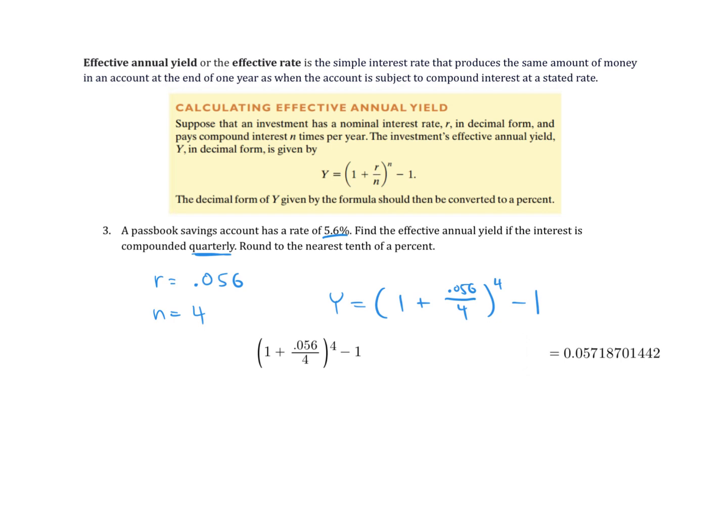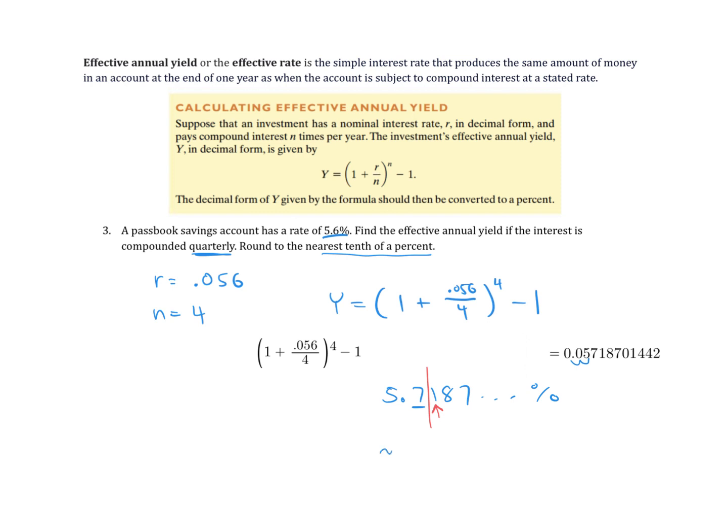So we have to change it to a percent. So we're going to move the decimal 2 places to the right, and we get 5.7187 and so on percent. But we want to round to the nearest tenth of a percent. So I'm going to round to the first digit after the decimal. So I'm cutting my number off right here, but I need to look at that second digit after the decimal to decide what to do with my tenths digit, and a 1 tells me to keep the 7 the same.